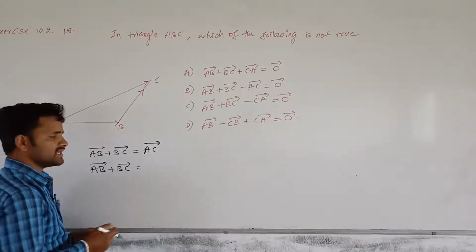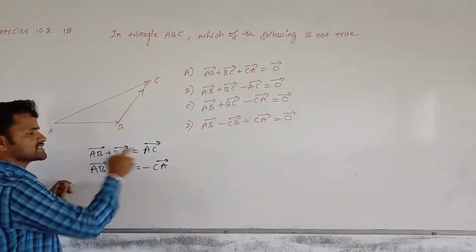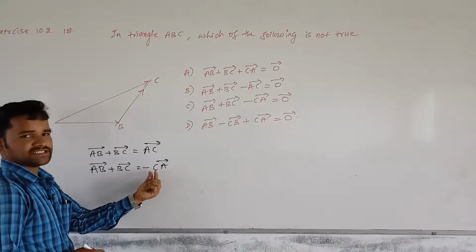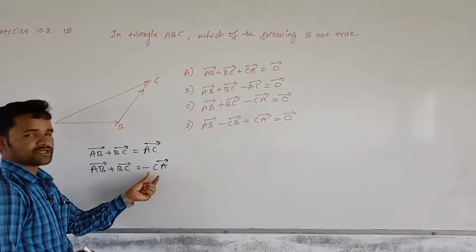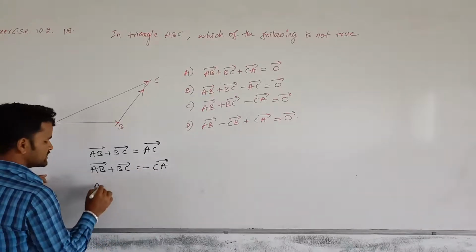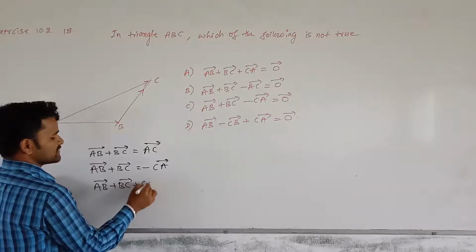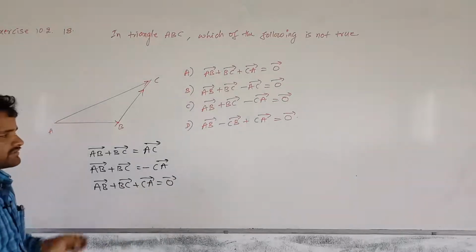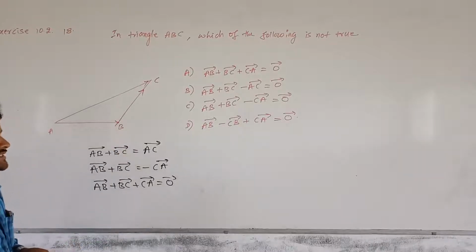AC, if you interchange it, that will be CA. So minus CA is the same as AC. CA is a change in direction, and again minus is multiplied, one more change in direction, which means the same as AC only. Let us take it to the left hand side. AB plus BC plus CA is equal to null vector. With this single statement they are answering all the questions here.